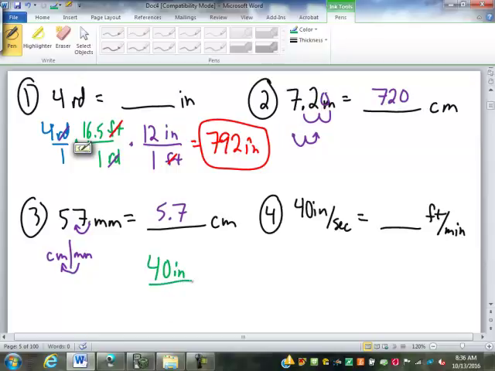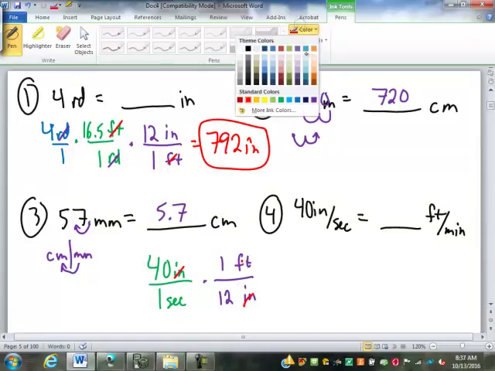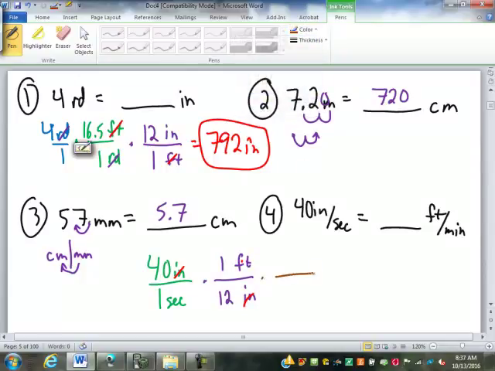40 inches per second, I'm going to write it as 40 inches over 1 second. Now I have to change the inches, so I'll put inches on bottom, changing them to feet, so I'll put feet on top. 1 foot is 12 inches. So the inches cancel out. But that would be feet over seconds, and I want feet over minutes. So I'll put seconds on top so that they'll cancel out with the one on bottom. And change it to minutes.